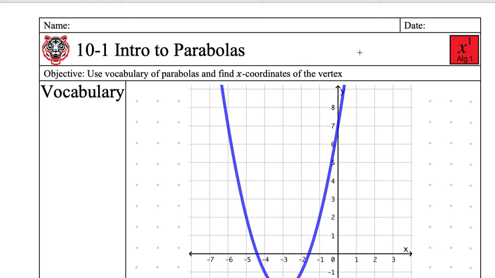This is Algebra 1, Lesson 10-1. Today's date is Monday, March 30th, 3/30, 2020. This is our new unit, 10-1, Intro to Parabolas. Because it's a new unit, you should see that there's a new unit guide and a pacing guide up. Every lesson should have one corresponding homework assignment and only one. Our objective today is to use vocabulary of parabolas to find x-coordinates of the vertex.